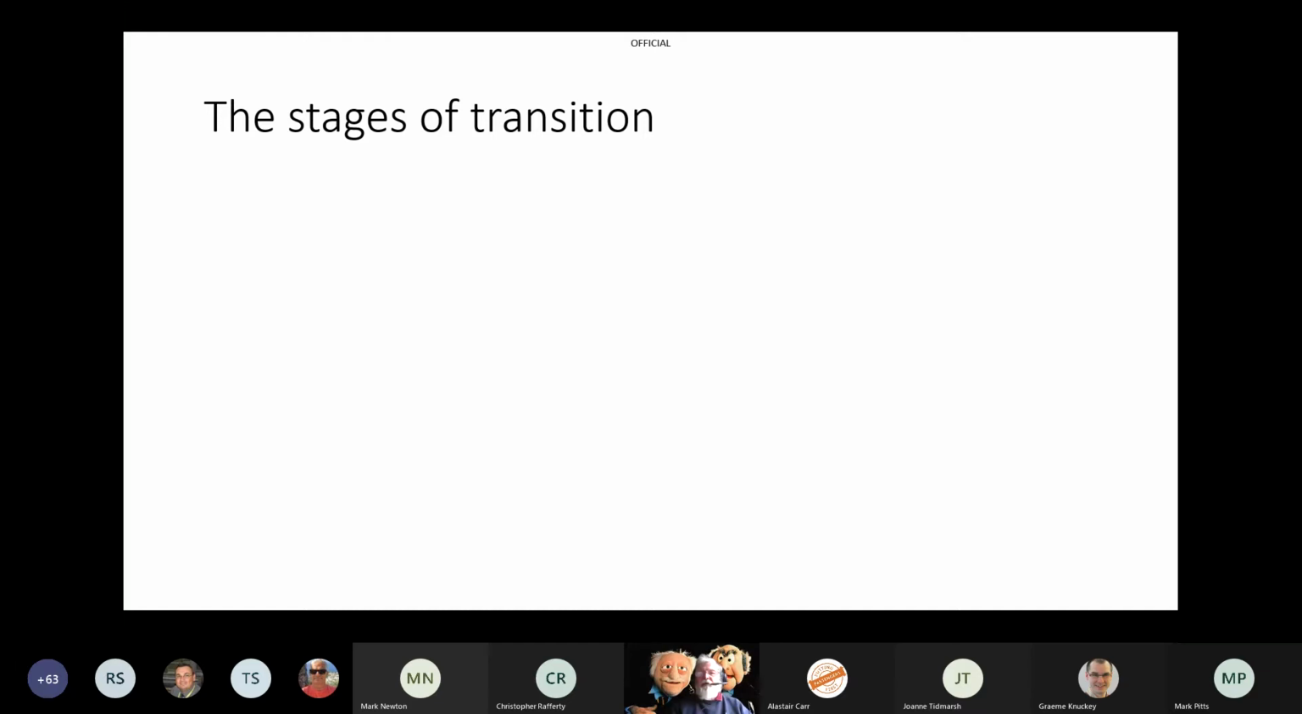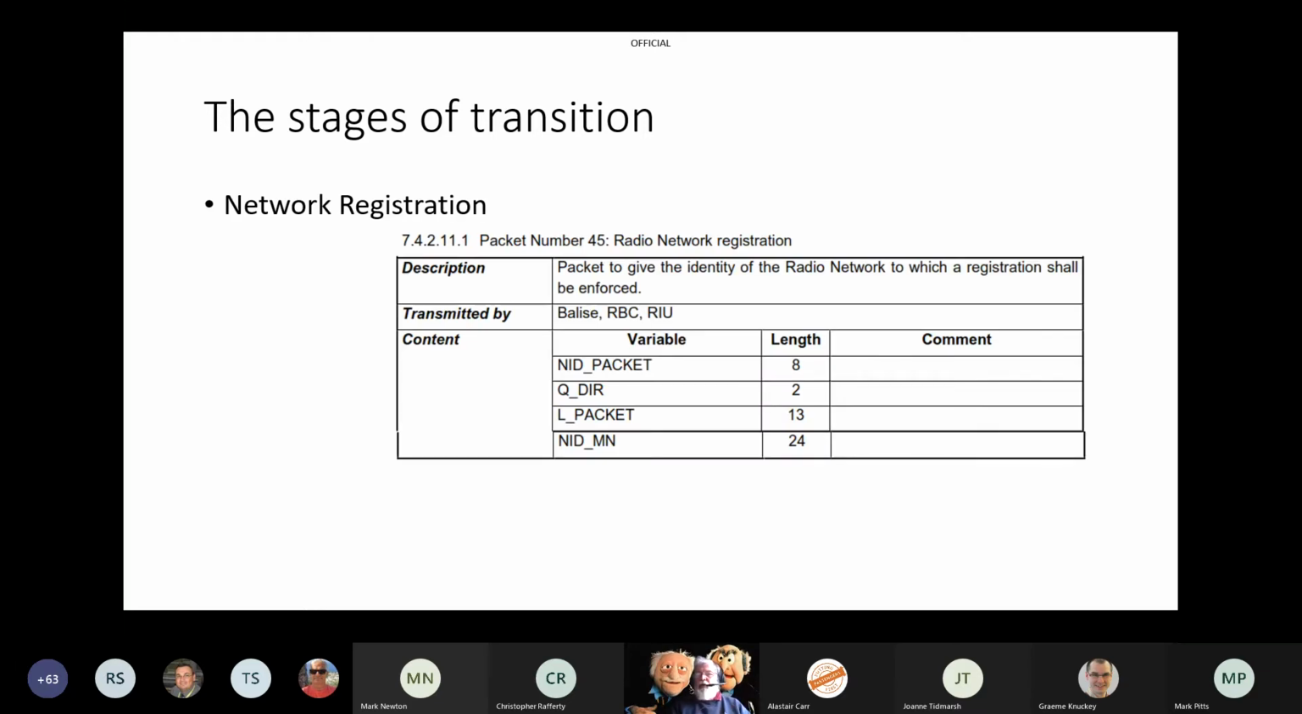So we have to take account of the stages of the transition. There's the network registration. That's pretty standard. For GB, we only have one network. So in most cases, the ETCS onboard will already be registered with the correct network. But in case not, we can send a packet 45 from a balise group to instruct the train which network to register with. This has no effect on what the driver sees.